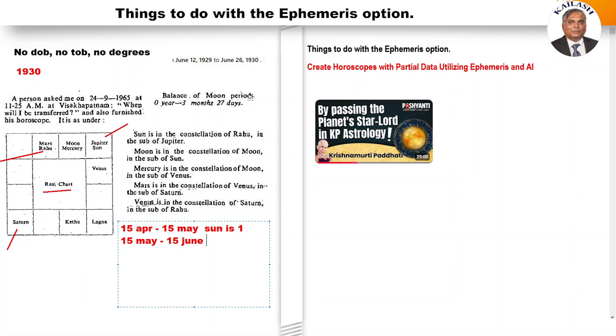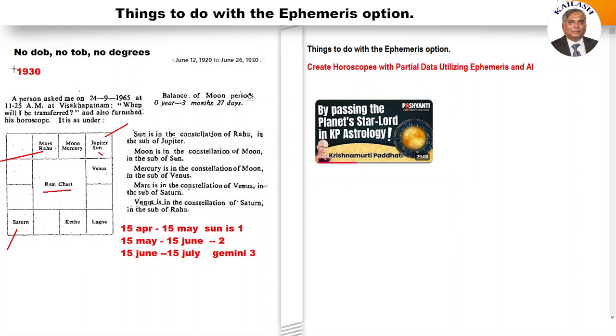the sun is in Taurus, and then from 15 June to 15 July, the sun will be in Gemini. So here we know that the sun is in Gemini. The sun is in Gemini. So now we know this person.